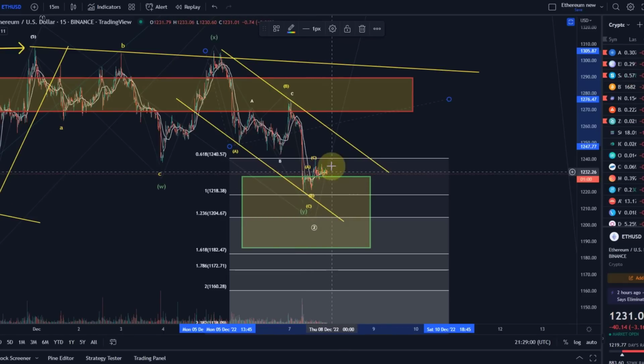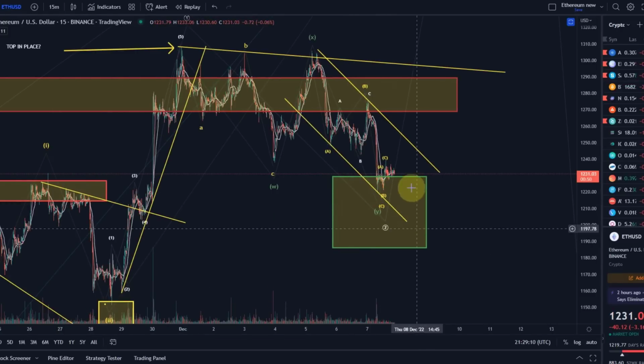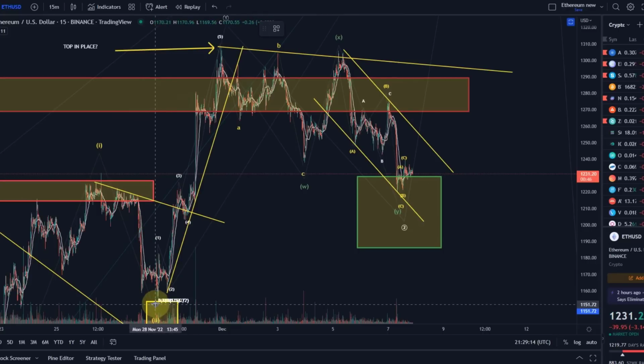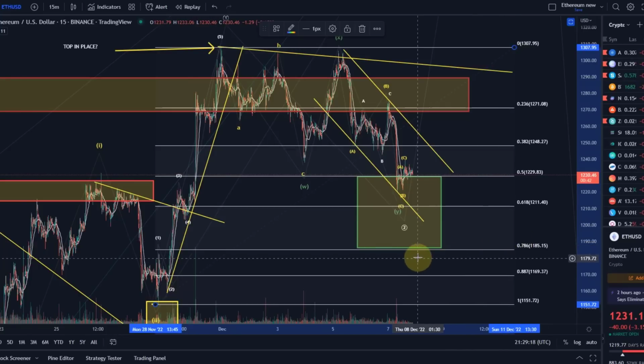So I'm still looking at the possibility of one more low. Again, we don't need it. We've come into the support area. Important to understand that should we drop below this green support area, then this would mean that we're dropping below the 78.6% Fibonacci retracement at 1185.